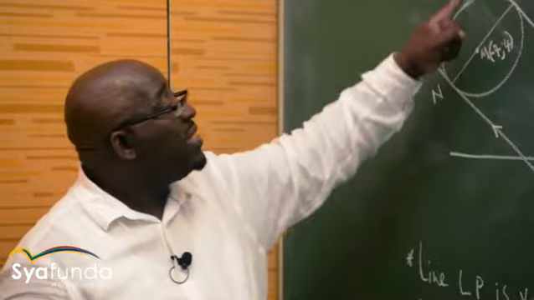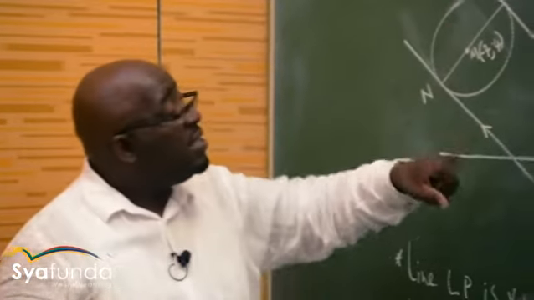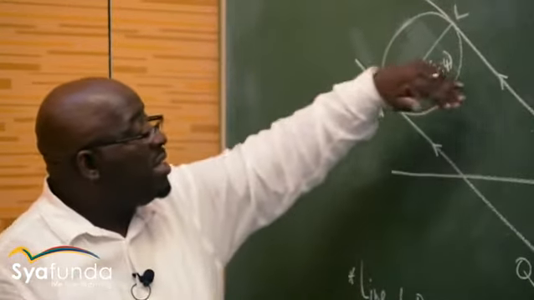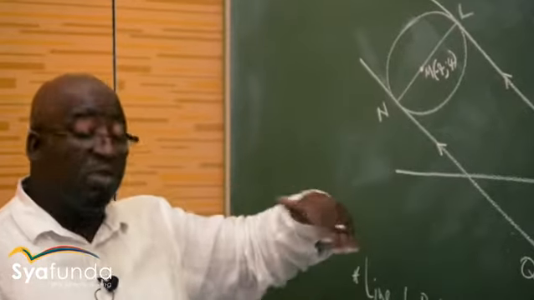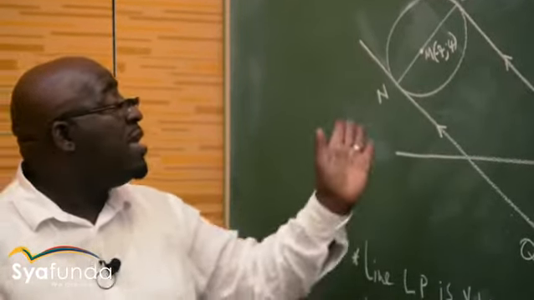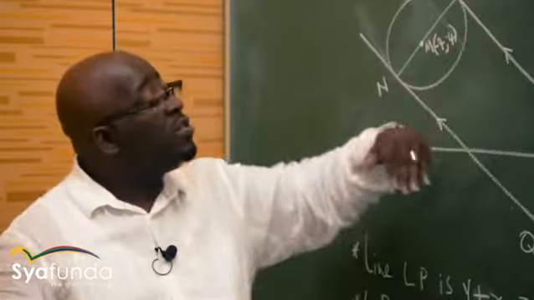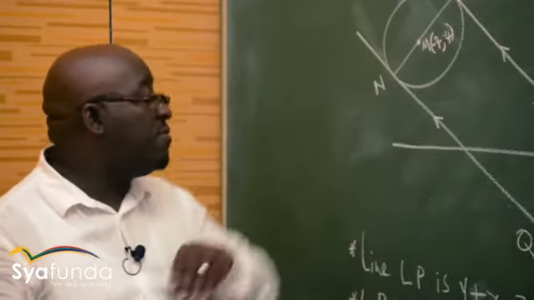Let's look at what we have here. We've got this line as a tangent. That's important. This line is a tangent, but this line is also parallel to this line. That's also important. You must know something about the gradients of the parallel lines. So the gradient of this line is the same as the gradient of this line.